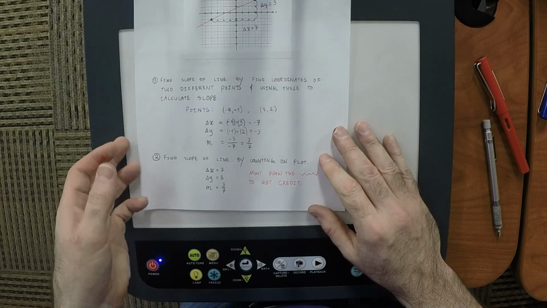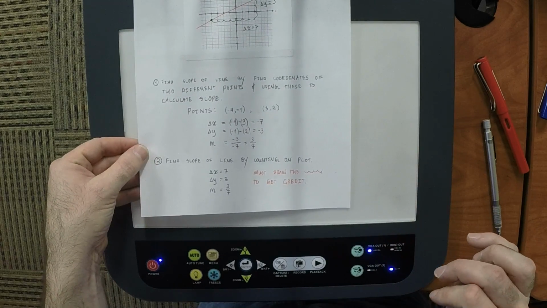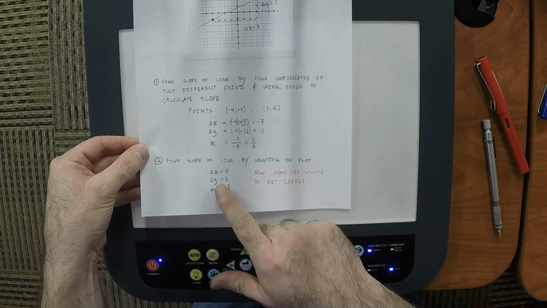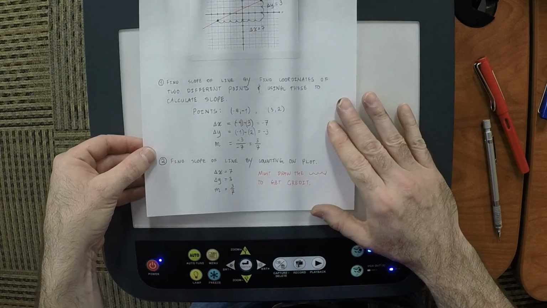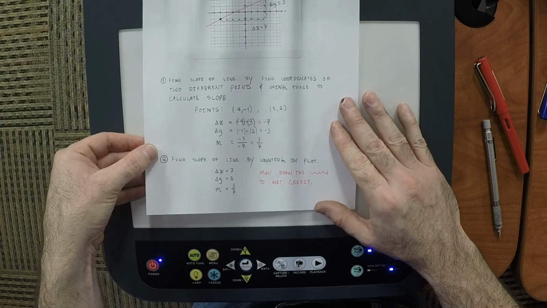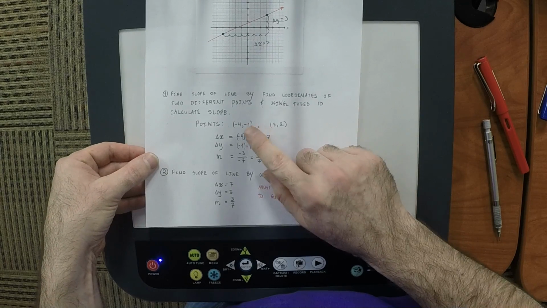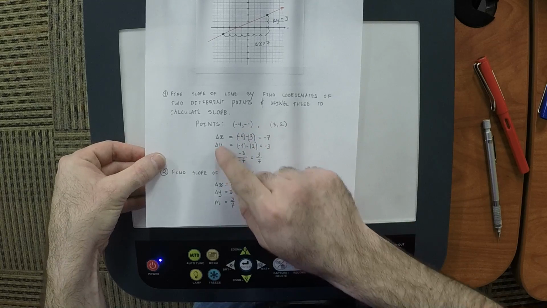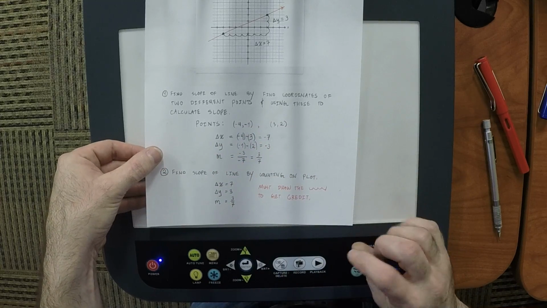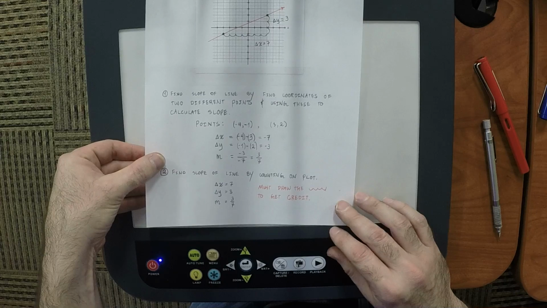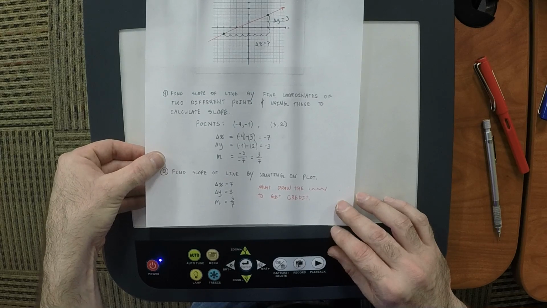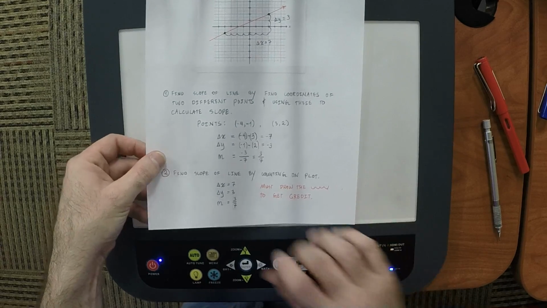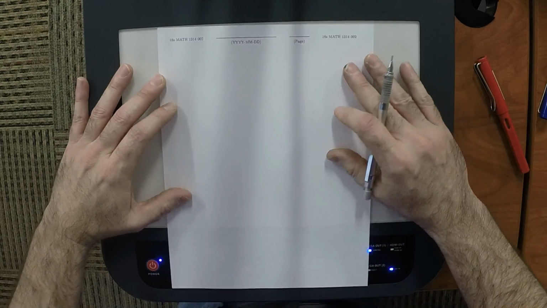Any questions? Yes? Instead of using the delta, is it okay to do x1, x2 for labeling? I'm not sure I understand what you mean. Like with the first, when you have -4 and -1, to label -4 as x1 and -1 as y1. Oh, yeah, yeah. But I do want to see the delta x's and delta y's. Oh, so we do have to write delta x. Right. And do x2. Right. Okay. Other questions? Good.